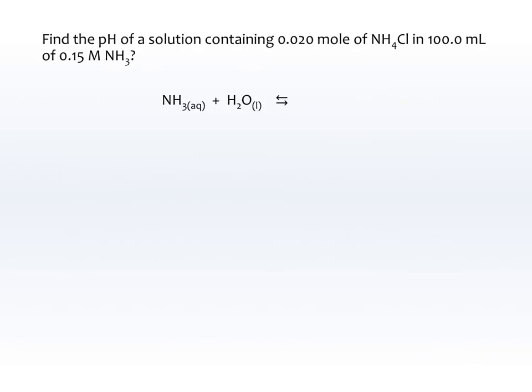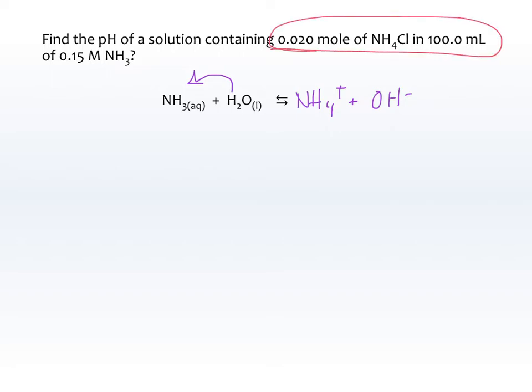Let's look at another problem. Find the pH of a solution containing 0.02 moles of NH4Cl and 100 milliliters of 0.15 molar NH3, and they've given me the beginning of the reaction. Remember, NH3 is a base, so it will take a hydrogen from water to make NH4+, and if you take a hydrogen from water, you're left with OH-. We have 0.02 moles in 100 milliliters. So that's really a 0.2 molar NH4+. And we have 0.15 molar NH3.